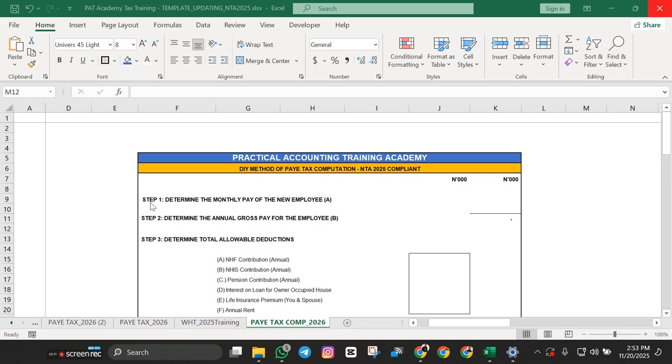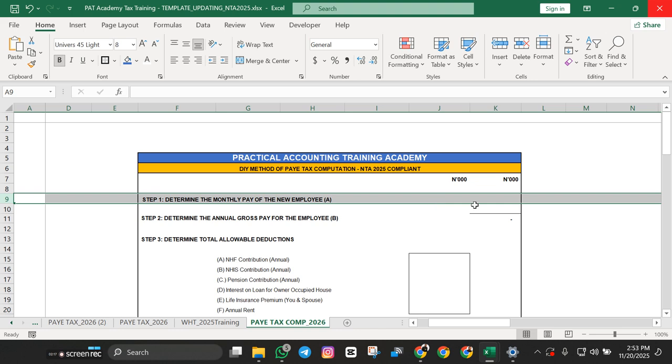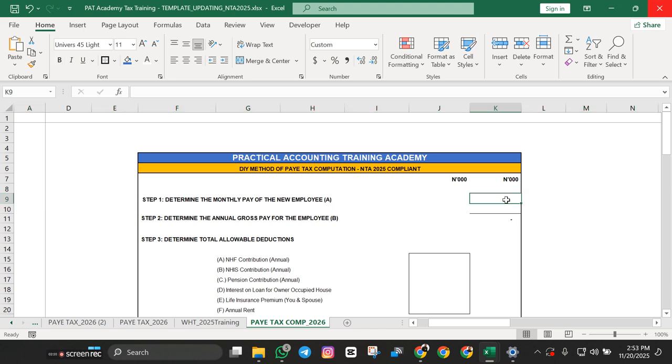Step number 1. Let's assume that you just employed someone and you agree to be paying the person just 70,000 naira monthly. So that is step 1: you determine what you are going to be paying on a monthly basis to that employee.